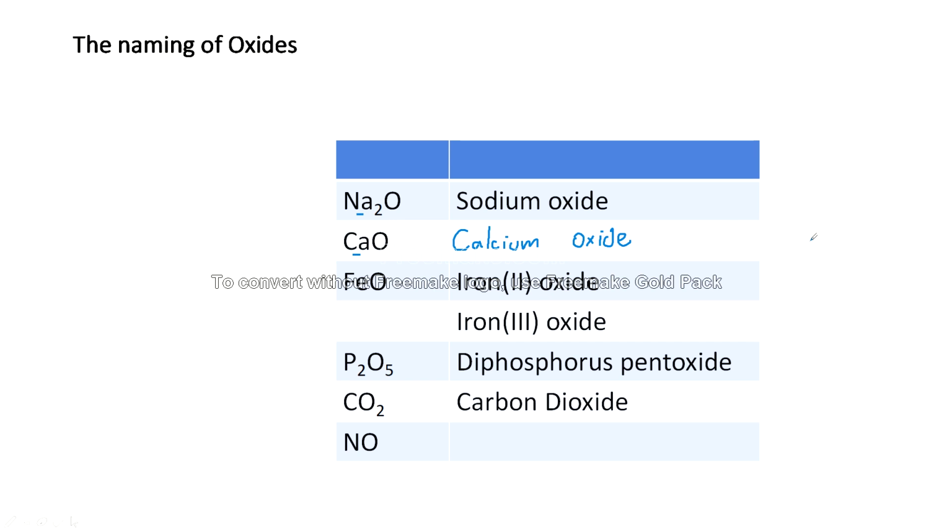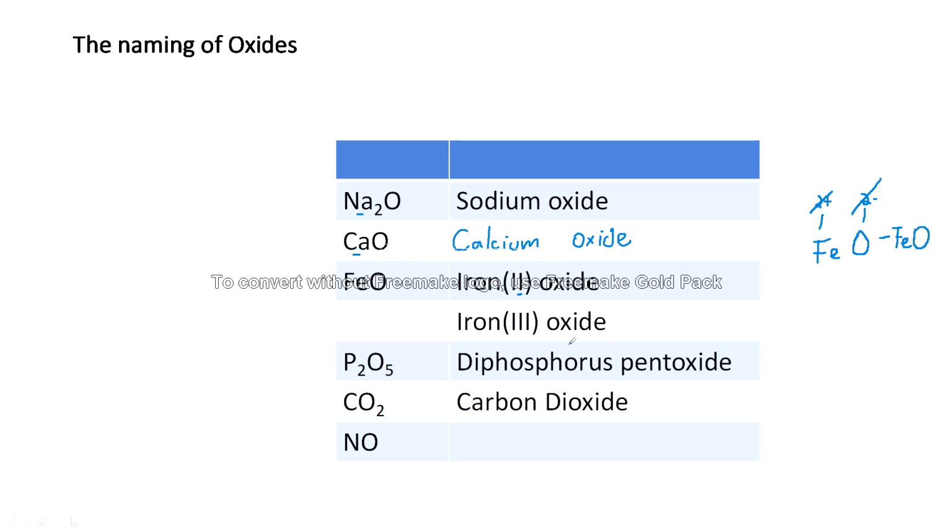So let's try to do the first one. Let me explain. We have Fe and O. Remember that the oxidation number for iron is 2 plus, and the oxidation number for oxygen is 2 minus. So what happened? They cancel. At the end we have FeO.